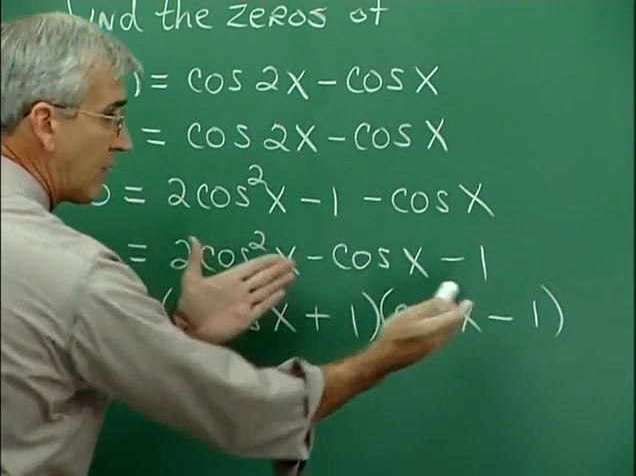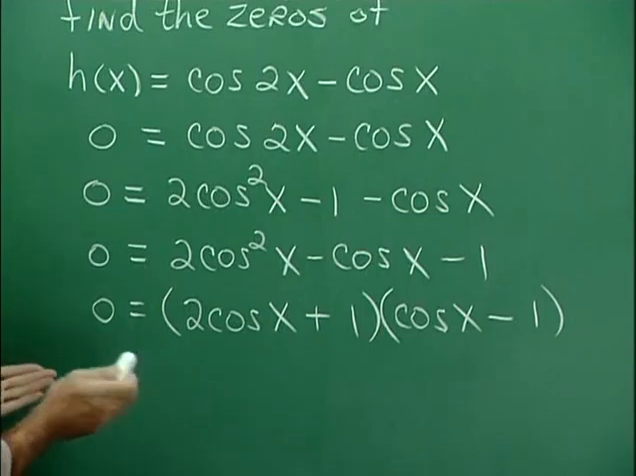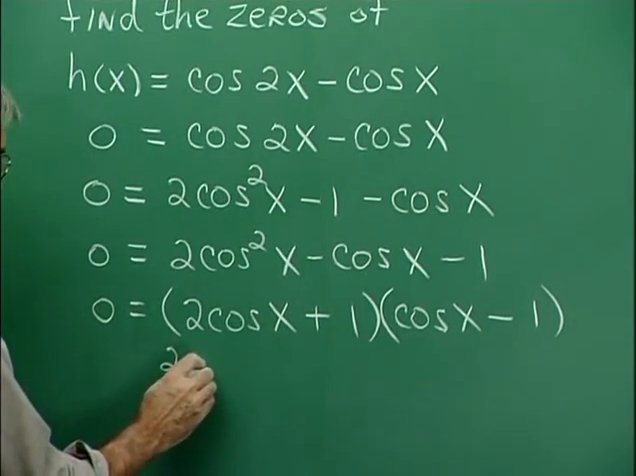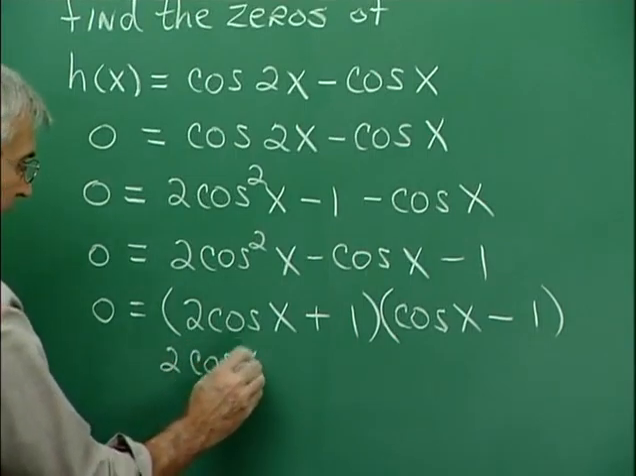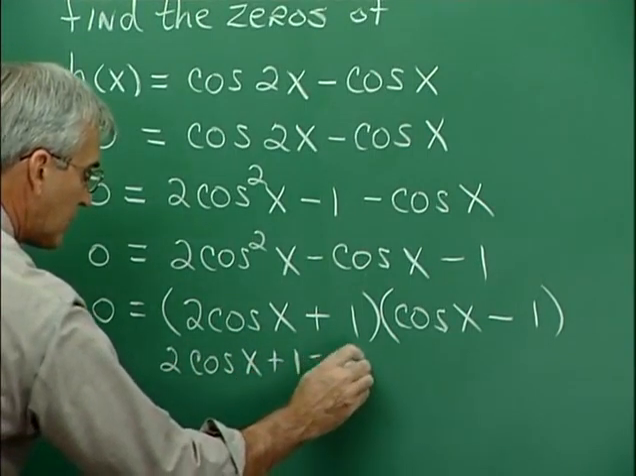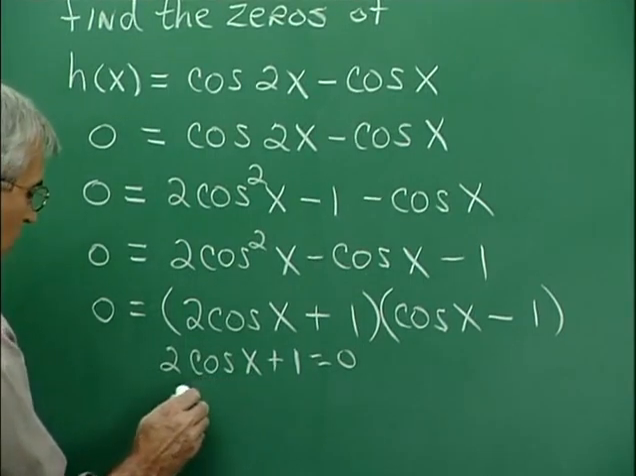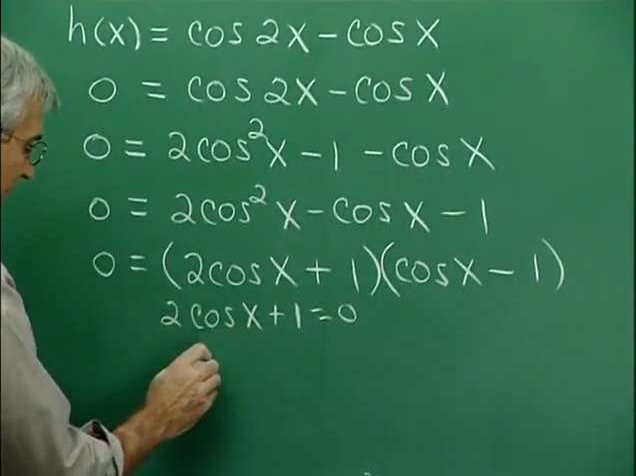Now we want the zeros of the 2 factors, so we set them equal to 0 and solve them. That is, we're asking ourselves what value of x will cause 2 cosine x plus 1 to be equal to 0. And we go through that little process. Now recall that we'll kick the 1 to the other side and divide by 2.